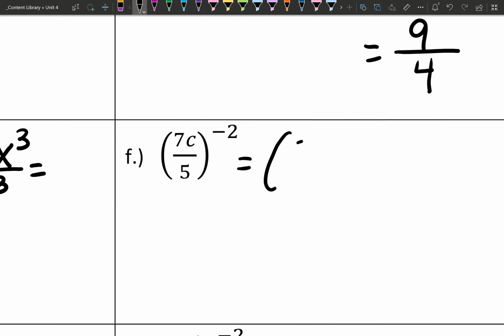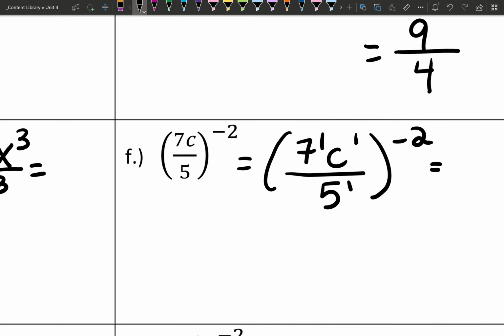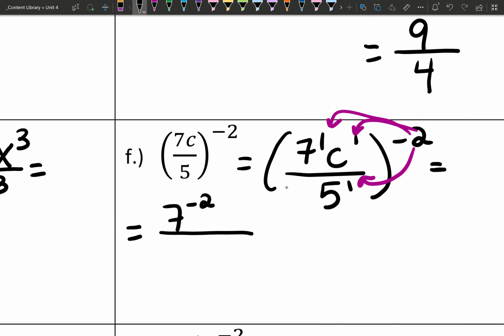Letter F. I'm going to rewrite this all with powers of 1. And then raise it to the negative 2. Everything here, all the powers get multiplied by -2. So we get 7 to the power of -2. Well, actually, they all get a power of -2 since they all have a power of 1. And 2 times negative 2 times 1 is -2.